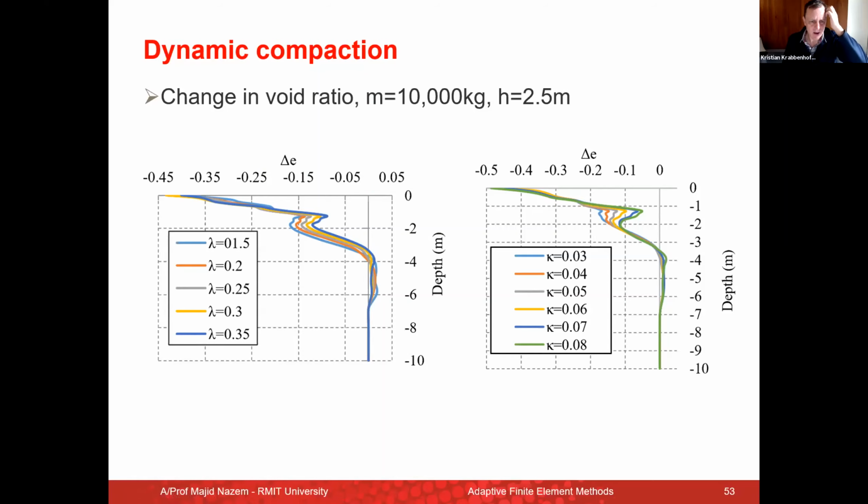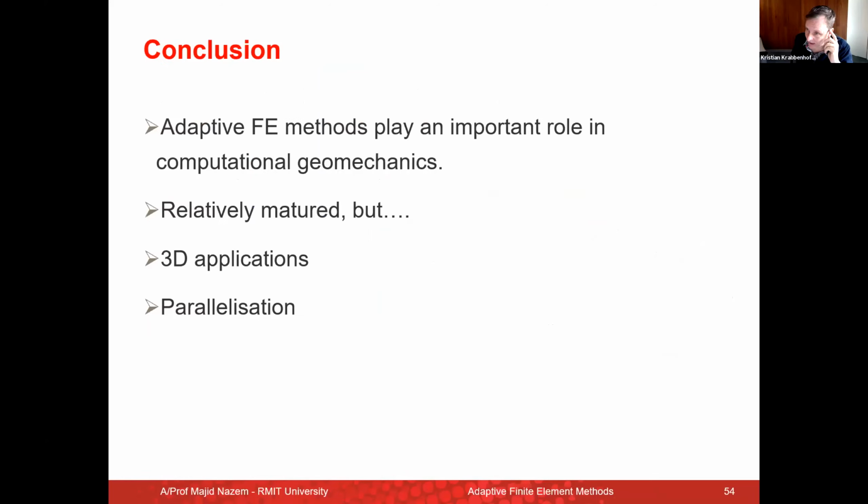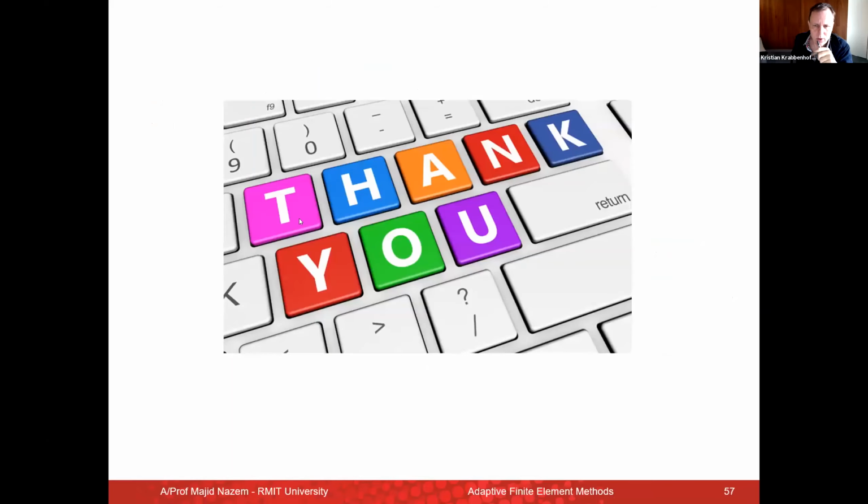Okay. By the way, was this problem carried out in 2D then with axis symmetry, Majid? Yes. What about these radiation boundary conditions? So when the waves hit the boundary, something happens. Either they're absorbed completely or they're kind of reflected back. And how do you handle that?